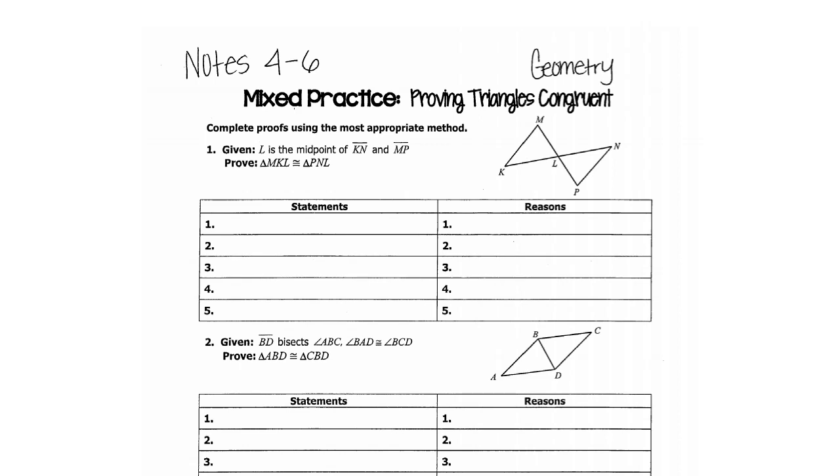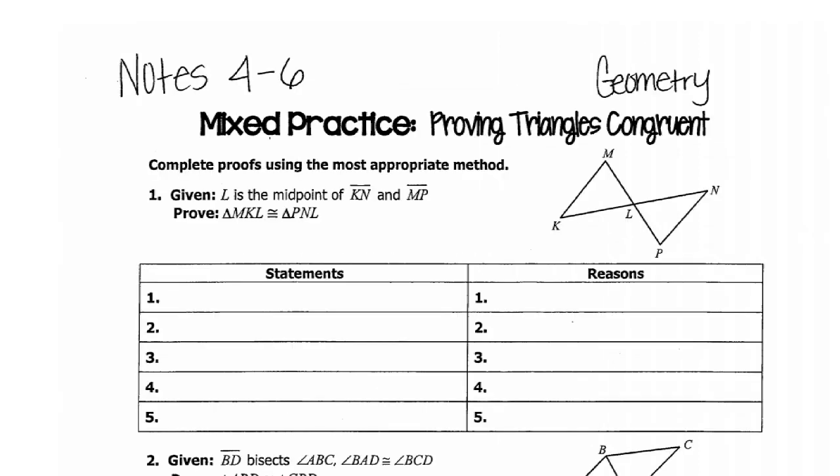Hey guys, today we're going to cover notes 4-6, where we complete proofs for congruent triangles. All right, so for the statements column, that's where we're going to put all the information we know of the triangles. The very first information is given here. It says L is the midpoint of segment KN and segment MP. And so the reason would be where we have to justify it.